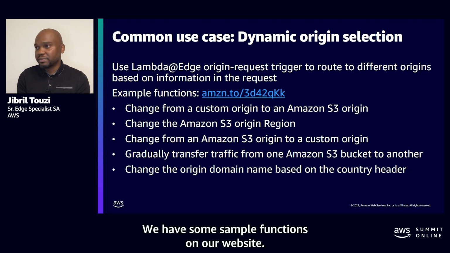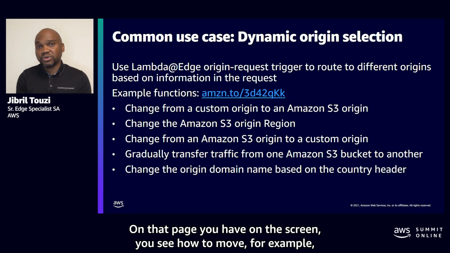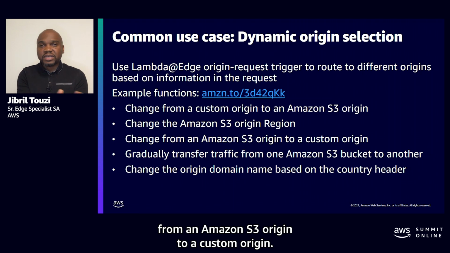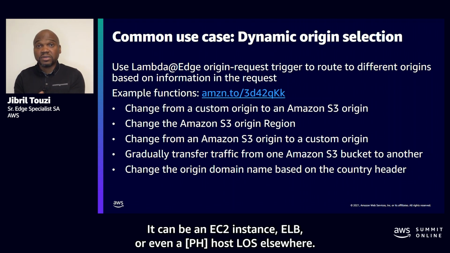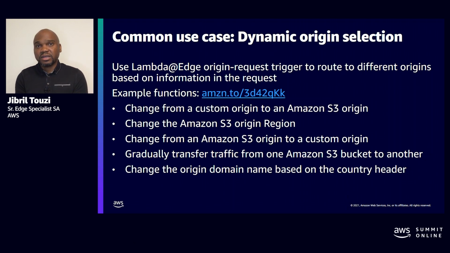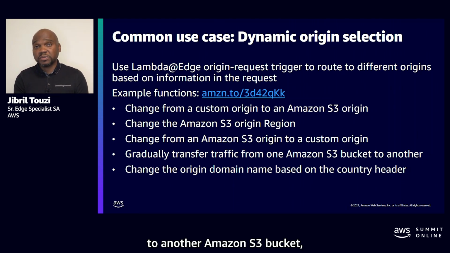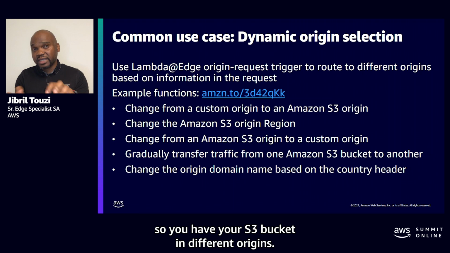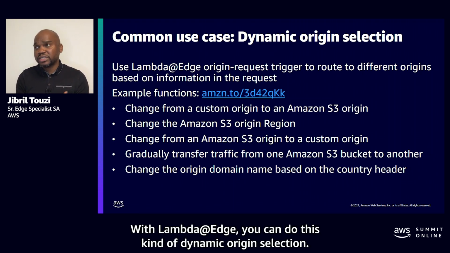And we have some sample functions on our website. On that page you have on the screen, you see how to move, for example, from an Amazon S3 origin to a custom origin, which can be an EC2 instance, ALB, or even hosted elsewhere. You have a sample function to transfer from an Amazon S3 bucket to another Amazon S3 bucket, so you have your S3 buckets in different regions. So with Lambda Edge, you can do this kind of dynamic origin selection.